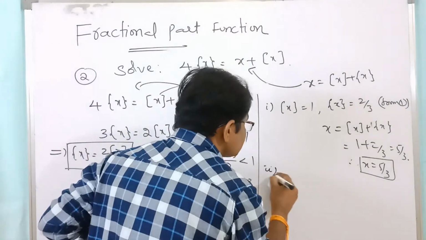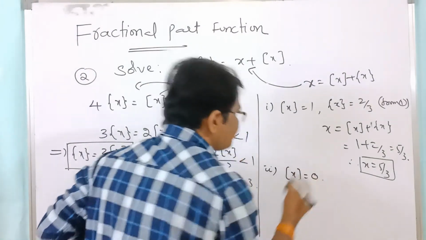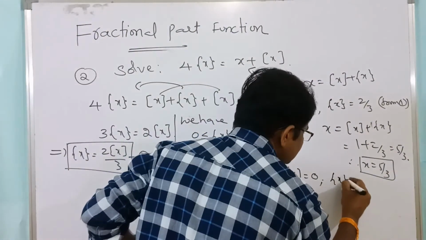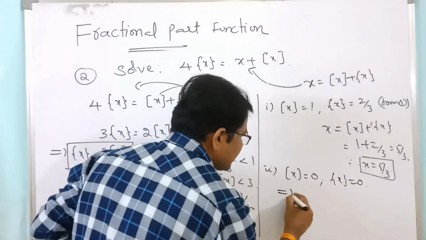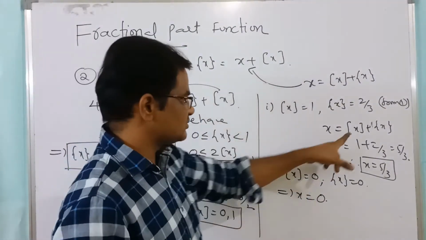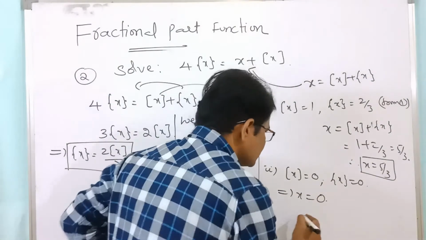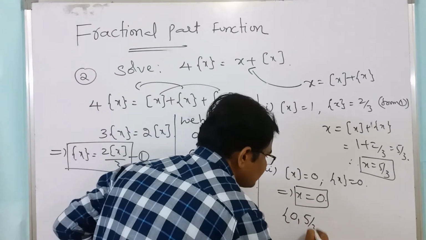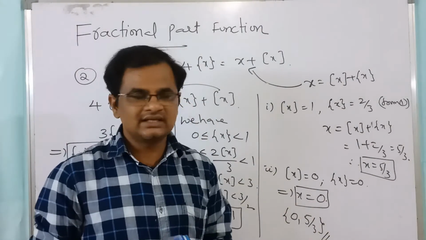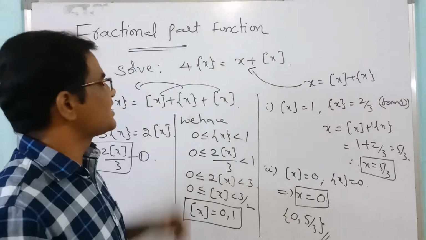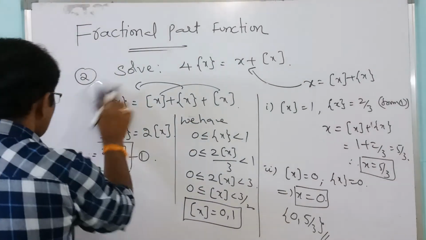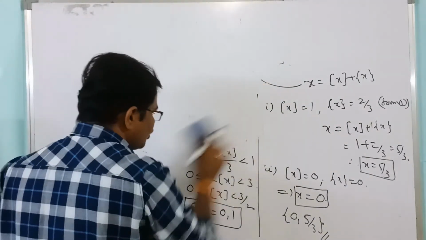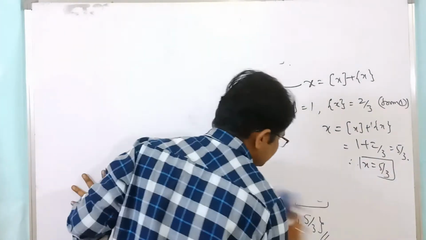Next, in second case, if step x equal to 0, so from equation number 1, step x equal to 0, fractional part x equal to what you will get. Now that implies x equal to what you will get? 0 only. So this is 0, this is 0, x equal to 0. So what are the values, x values? 0, comma 5 by 3. This is our answer, right? Like this we have to do by using the fractional part functions given problem. So this is about the fractional part functions, and many problems are there. In domain range we will do the problems.